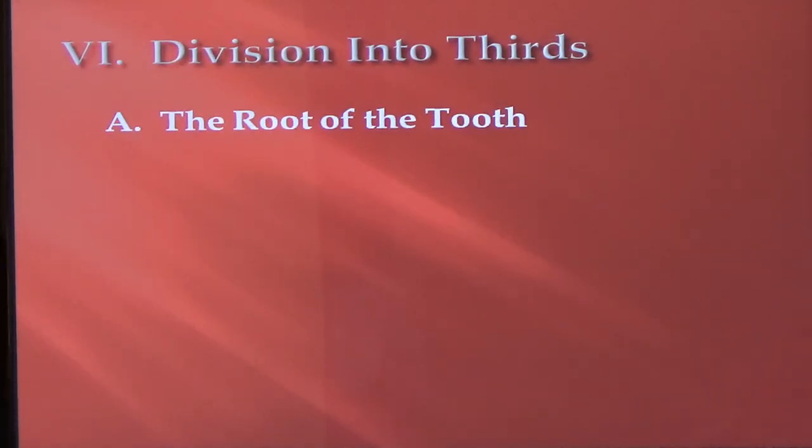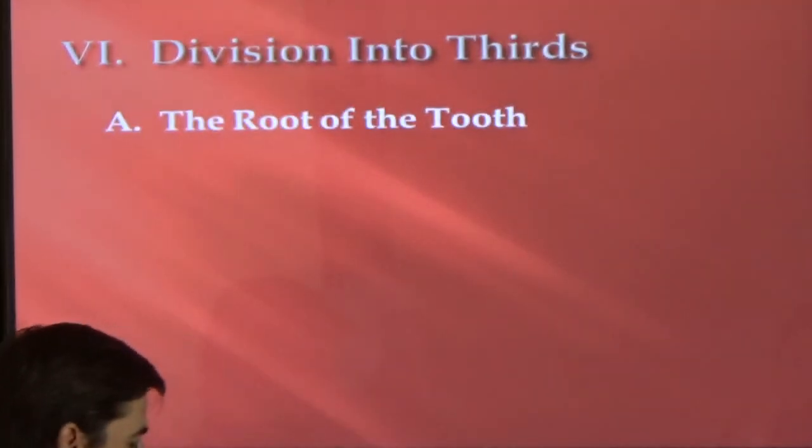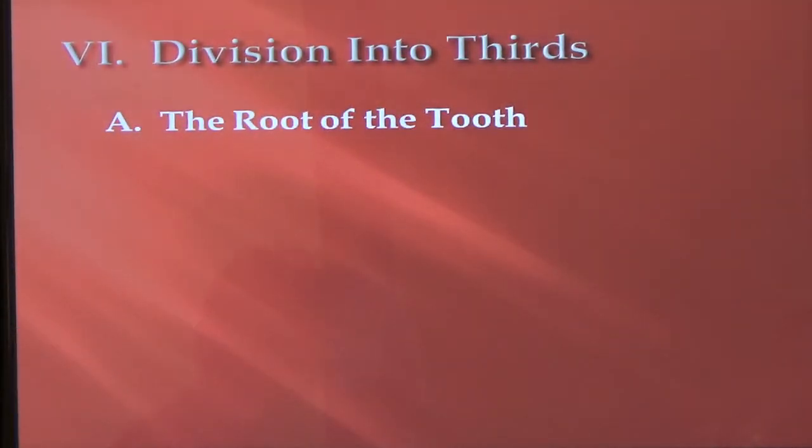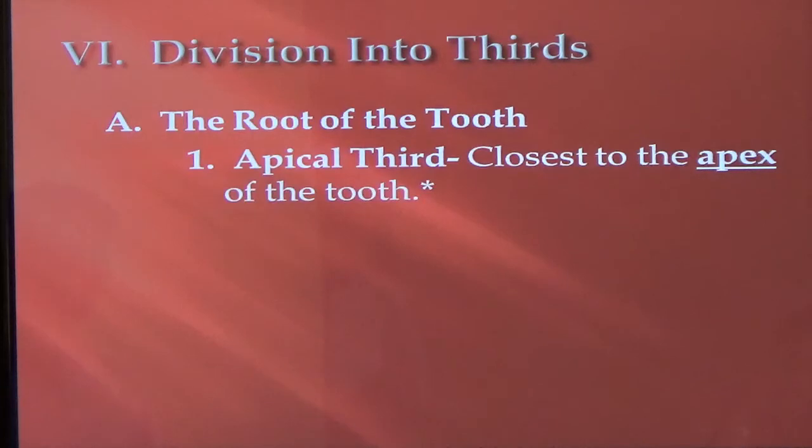Division into thirds. Okay, so the root of the tooth, we're talking about the root only, so you can't see it on these models because the root is up inside. Well, we need the upper right sextant there because we got the canine.